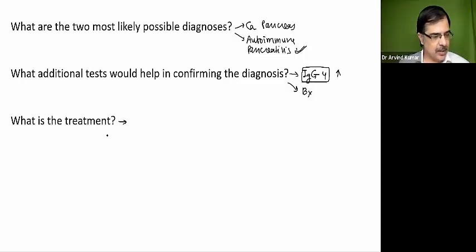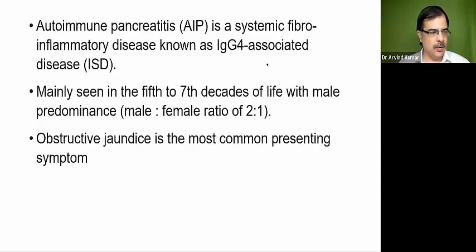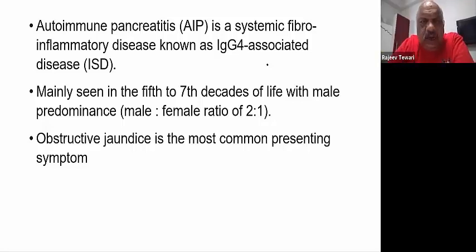Yes, carcinoma pancreas, yes, it is a possibility, good. And the other possibility, autoimmune pancreatitis. So this topic of autoimmune pancreatitis, some points Dr. Tewari will discuss. You see, this is a relatively new entity, and already it has become important. It's being asked in MCQs also. Autoimmune pancreatitis is also known as IgG4 associated disease or associated systemic sclerosis.